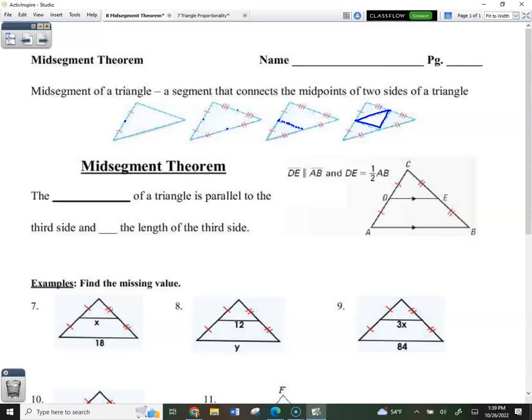When you have a mid-segment of a triangle, you're looking for two things. First, it needs to be the midpoint from one side connected to the midpoint of the other side. The way you know it's the midpoint is if it has these congruent marks to show that it just split that in half. And then over here, these congruent marks to show it split that side in half as well. So those are midpoints.